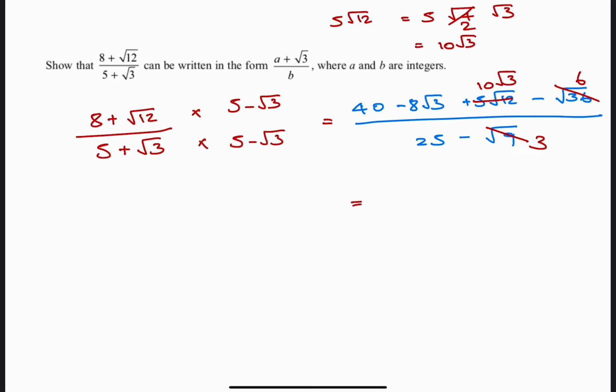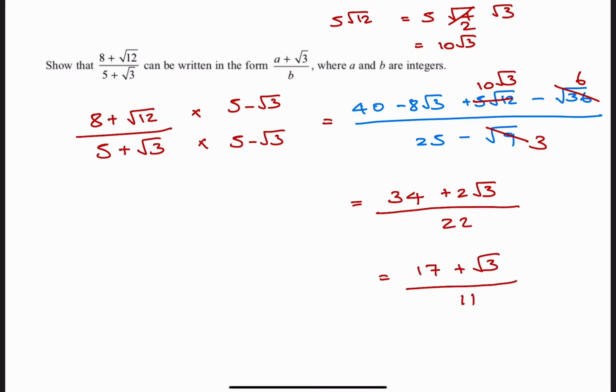Now I can see, okay, 40 take away 6, which is 34. Minus 8 root 3 plus 10 root 3 gives you plus 2 root 3. Everything divided by 25 take away 3 is 22. I can divide every single number by 2. Inside the root you can't divide it because you just want to divide the number. So that gives me (17 plus root 3) over 11. Good.